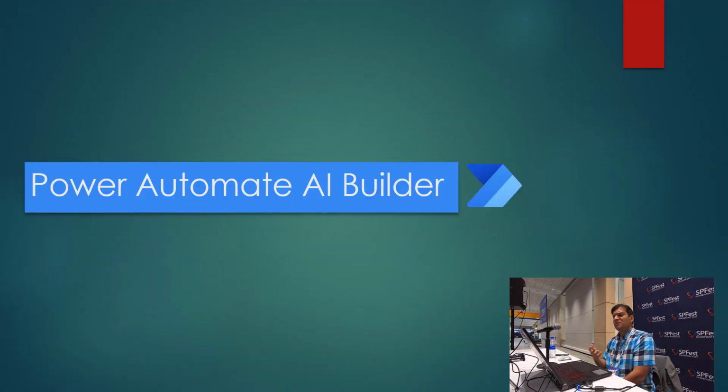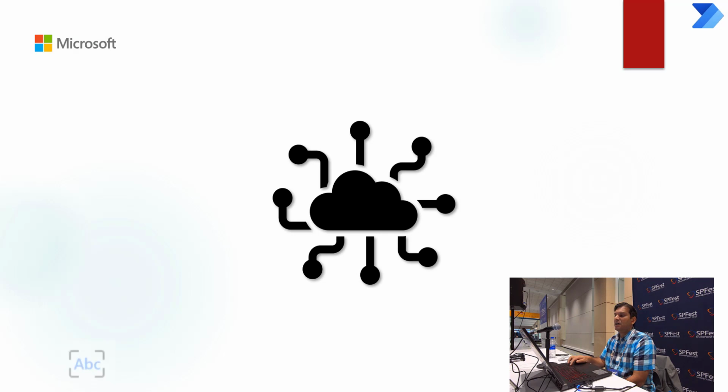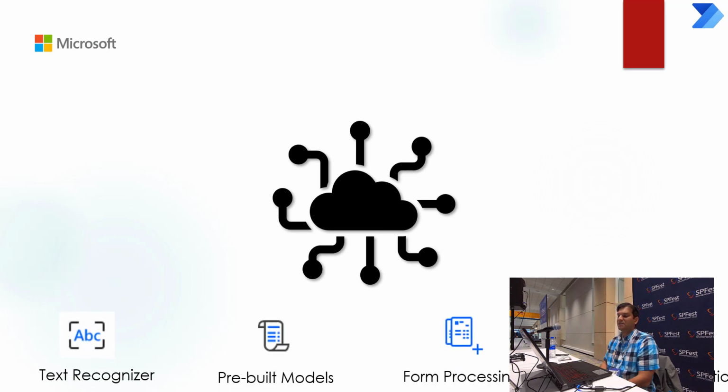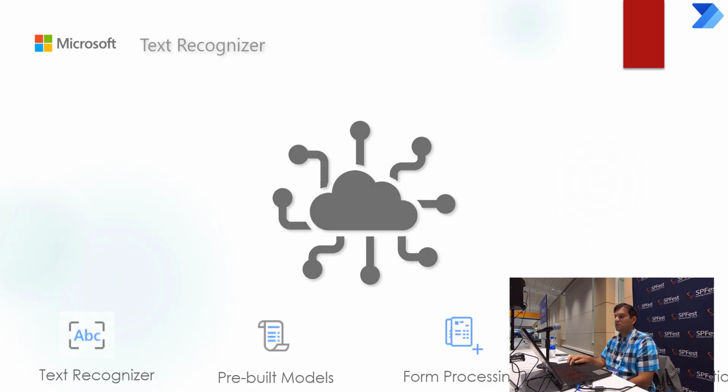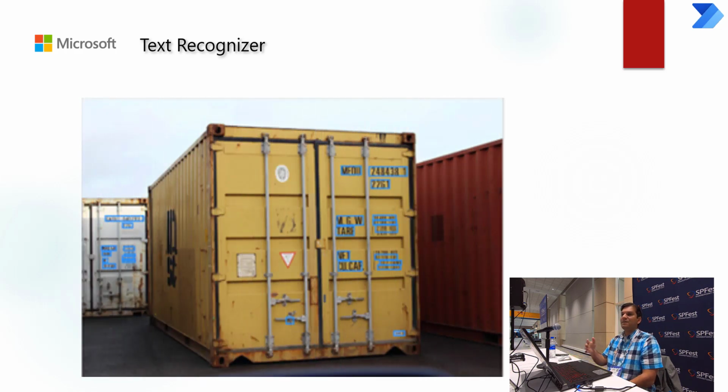So let's switch gears and now talk about the Power Automate AI Builder. There are constantly features coming out about that. The big one about Power Automate AI Builder is the concept of text recognition, pre-built models, form processing, and document automation. As far as the text recognizer goes, an example is, say you've got a device or a big inventory place, and you've already got text on it, which is a code or serial number, something that you use for your inventory purposes.